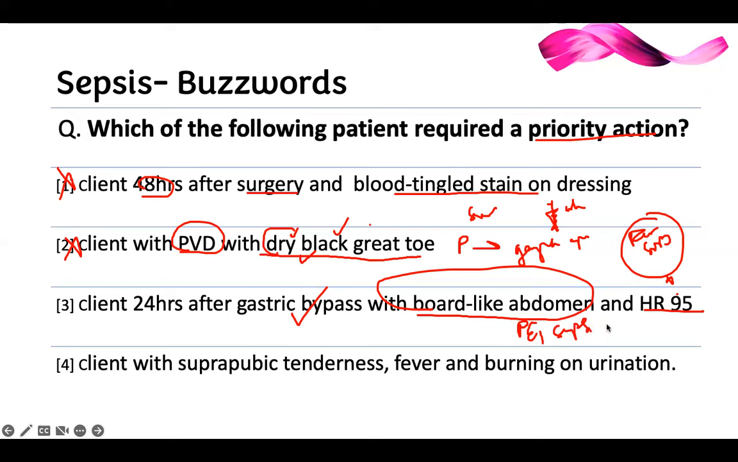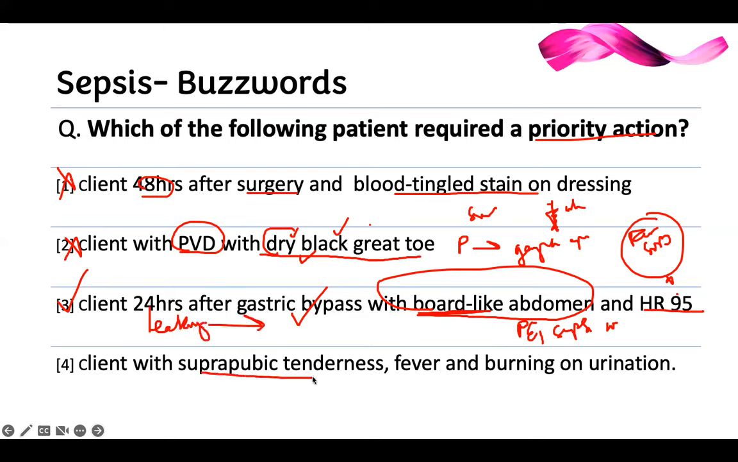If they have any little fever, even 101 or 99.5, close to 100, you have to worry about them. They can have pulmonary embolism early after surgery, and they can have sepsis. So this patient has the key buzzword: board-like abdomen and heart rate of 95. I'm seeing you. This patient is doing what we call leaking. It's leaking stool into the belly. You have to see them.